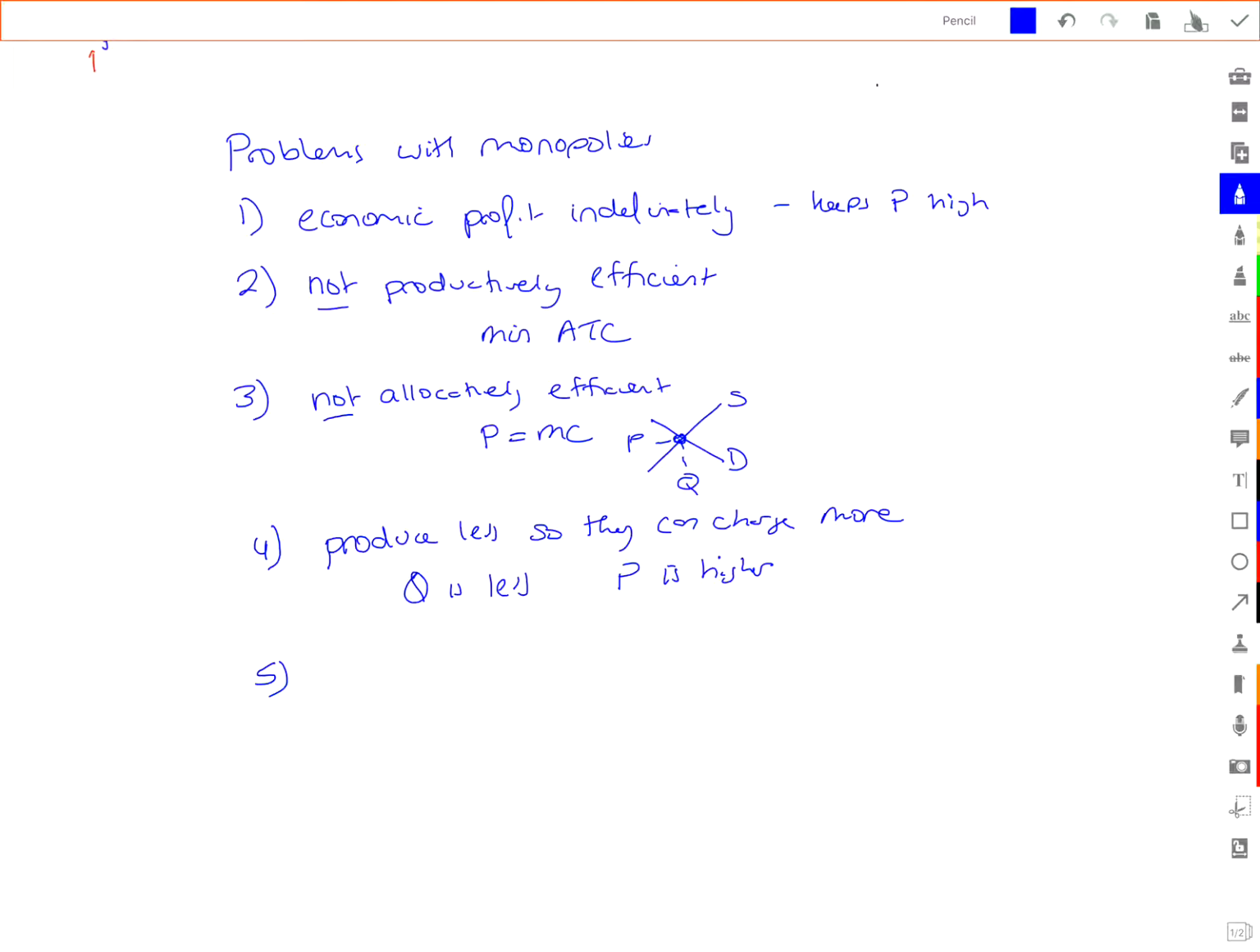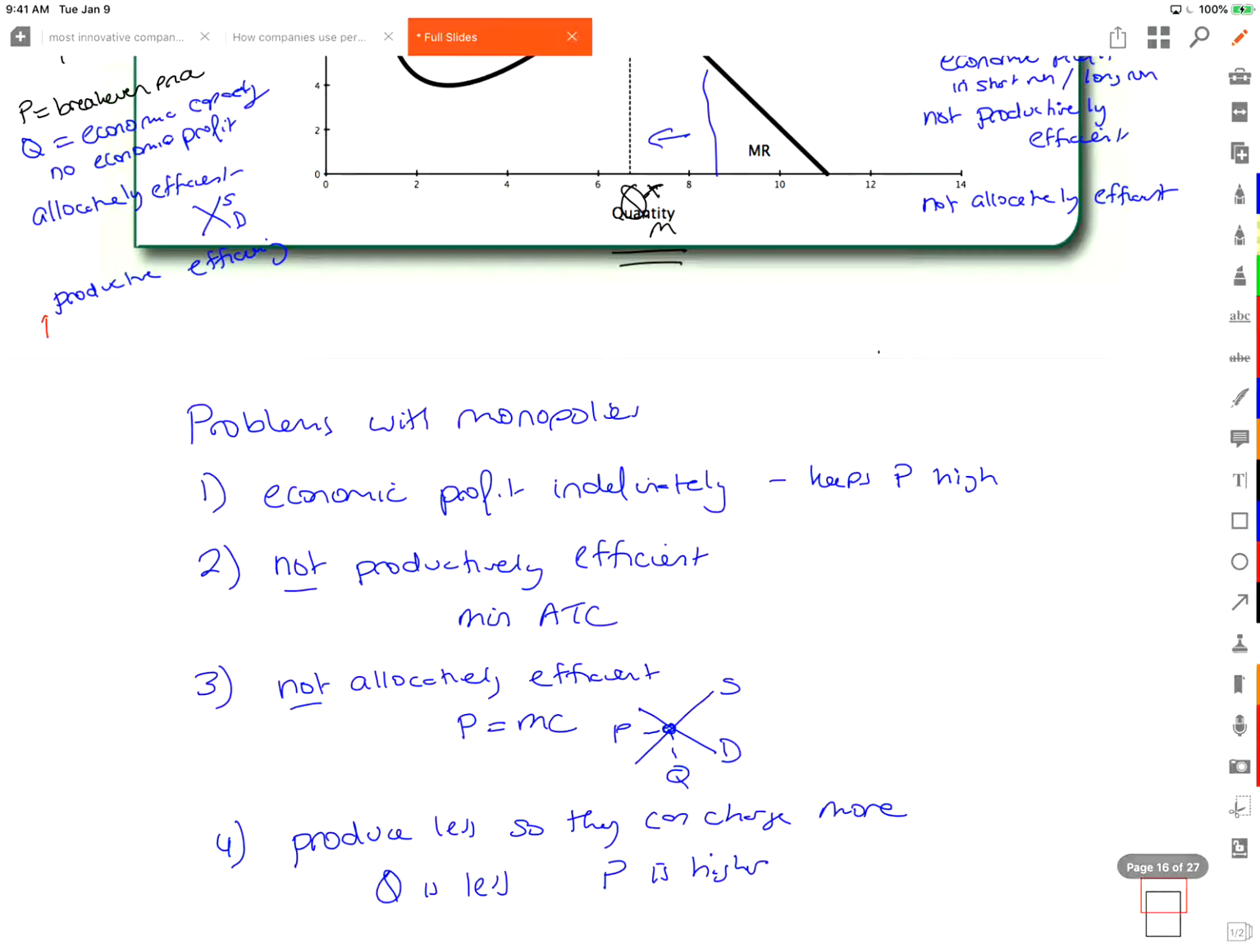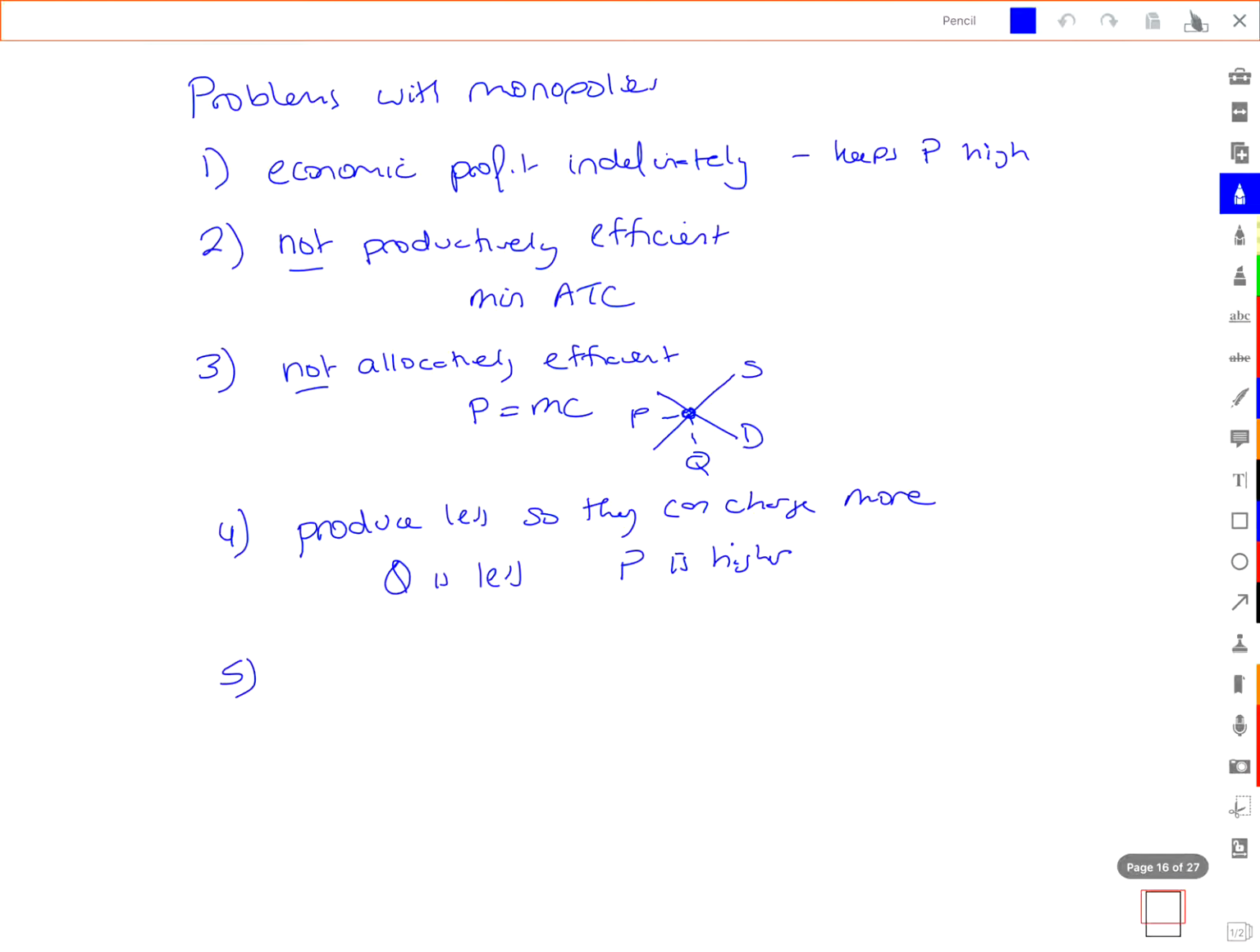The fifth problem with a monopoly is that monopolies create income inequality. Well, how do they create income inequality? Because there are barriers to entry, you can't join in and get some of that economic profit. Those who own and run and work for the monopoly are going to make good money. But if you're the company that is trying to compete or get into the market, you're making no money. So it's going to create income inequality.